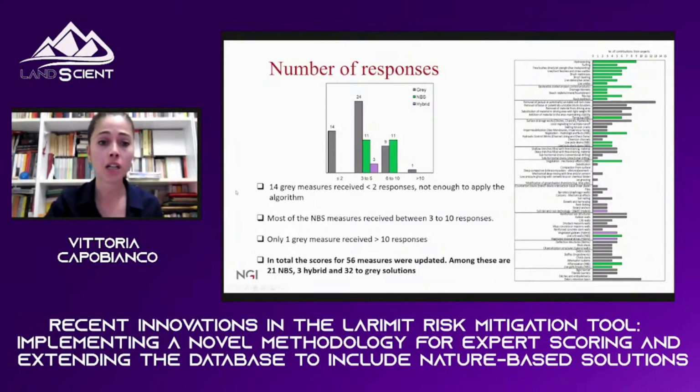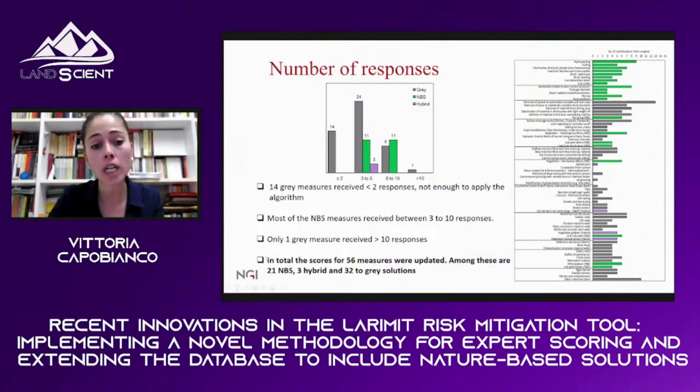mitigation measure. So, for example, here, 14 gray measures received less than 2 responses, meaning that we could not apply the statistical pooling, meaning that we could not update the scores because we didn't have enough responses. But for example, for the MBS, most of them received between 3 and 10 responses, so we could apply statistical pooling and we could update the scores. And only one gray measure received more than 10 responses. So in total, we received scores for 56 measures that were updated, while the others were not updated.